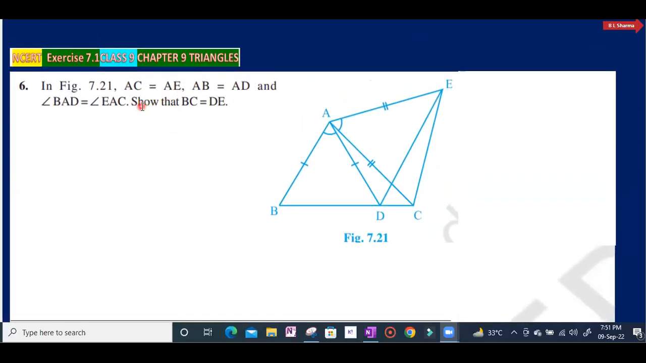Question number 6. Students, all questions are very important. In figure 7.1, AC is equal to AE, it is already given, and AB is equal to AD. AB is equal to AD, it is given, and AC is equal to AE, it is also given. It is also given that angle BAD is equal to angle EAC. So we can write here, given.